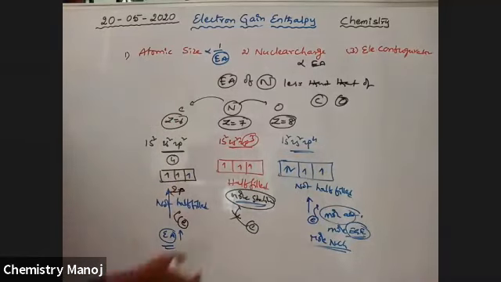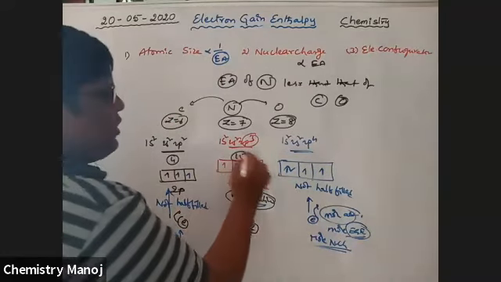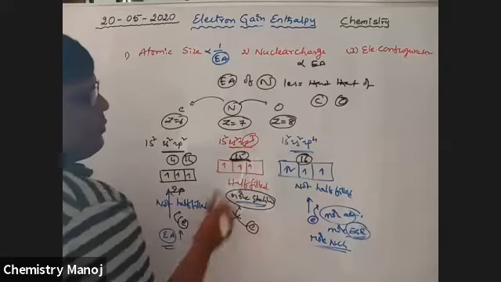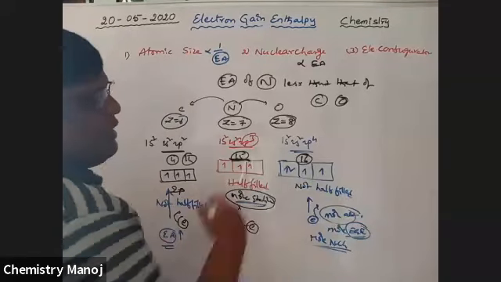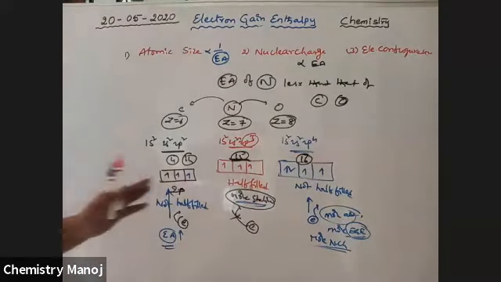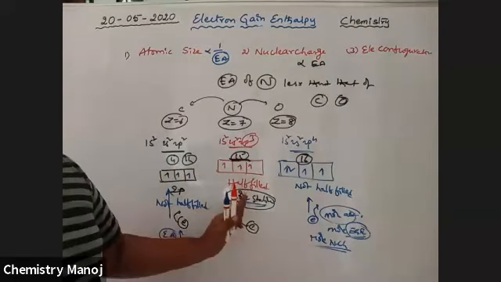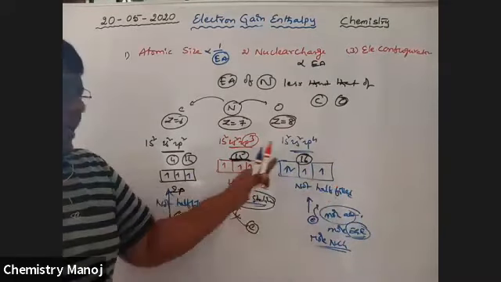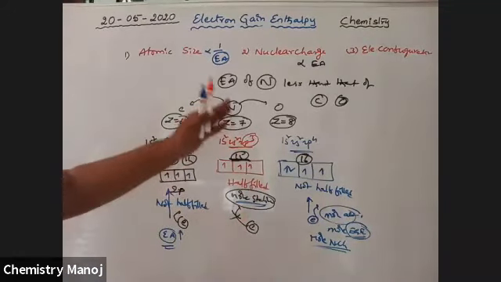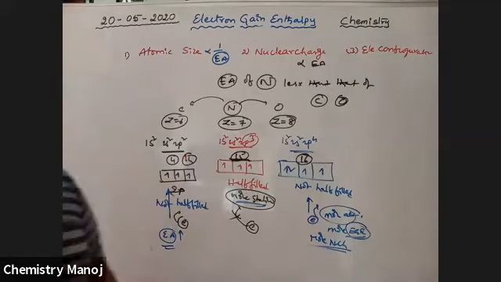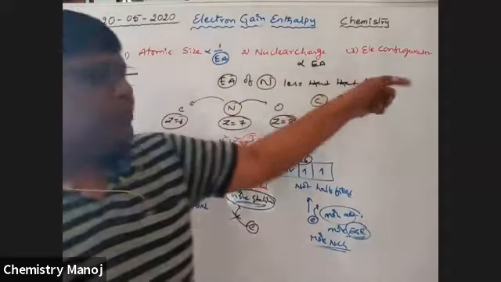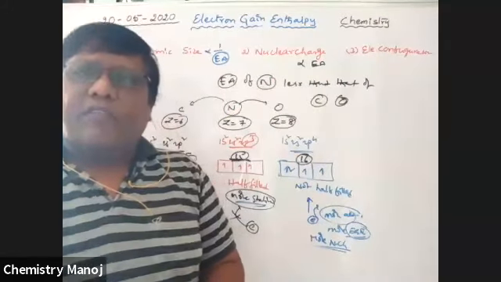That means nitrogen is a 15th group element, oxygen is a 16th group element, and carbon is a 14th group element. 15th group elements have less electron affinity than their corresponding 16th group elements and their preceding 14th group elements. This is due to electronic configuration. It is very, very important. So these are the three factors which influence electron affinity.